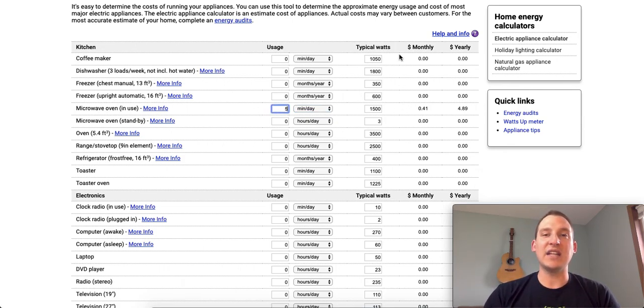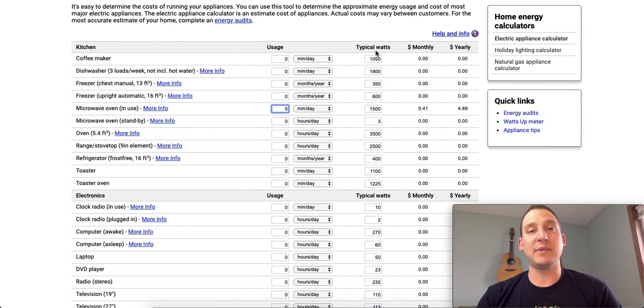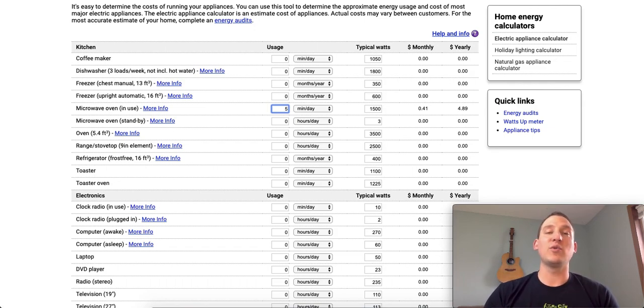As soon as I do that, it takes their calculations, including the typical watts. And if you don't know what a watt is, feel free to look it up. We're not going to go into great detail here. But the idea is just that this is a unit used to represent how much electrical energy is being used. You've heard about the wattage of a light bulb, like it's a 60 watt bulb. That's how much electrical energy that light bulb is using. So in this case, it says that an average microwave oven in use uses 1,500 watts. So if I'm going to say that it uses that many watts, yearly it's $4.89 it's costing me to run that microwave.